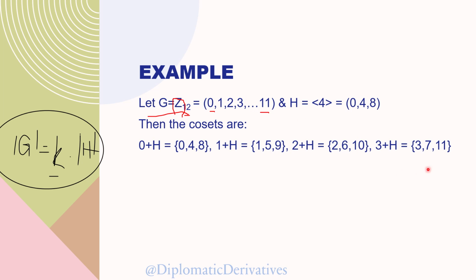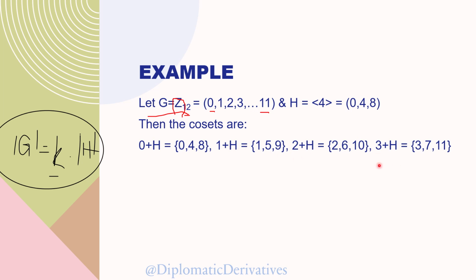Now you cannot go any further. Let's suppose you take 4 from here. You take 4 plus 0, 4. And 4 plus 4, 8. And then 4 plus 8, 12. 12 does not exist in this group. Therefore, these are the only cosets that can be formed. You cannot form another coset, because 4 plus h won't exist, since the element 12 that would come in that coset does not exist in the main group. Therefore, these are the only 4 left cosets of Z12: 0 plus h, 1 plus h, 2 plus h and 3 plus h.